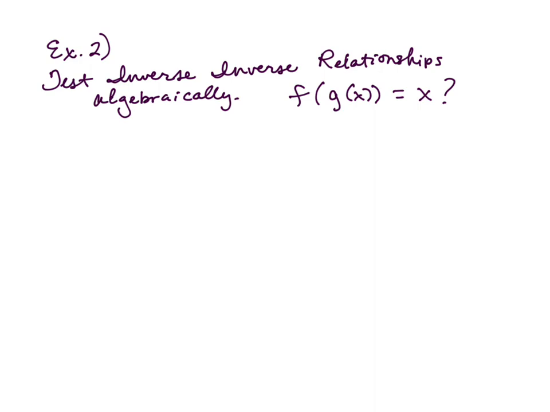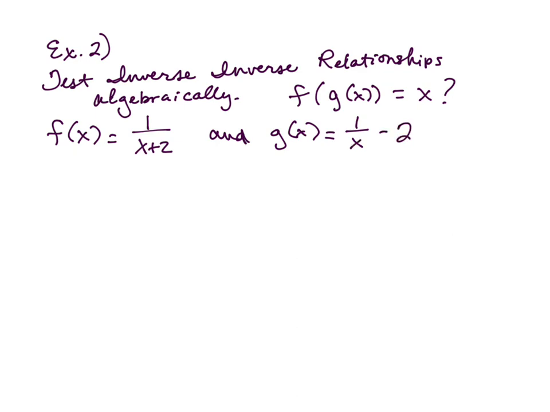Okay. So our two functions here are f of x equals 1 over x plus 2, and g of x equals 1 over x minus 2. So two separate functions. And we're going to try them. Let's do f of g of x, which means I'm going to start writing my f sentence. 1 over x plus 2. You'll see it? 1 over x plus 2. But instead of x, I'm putting in g of x.